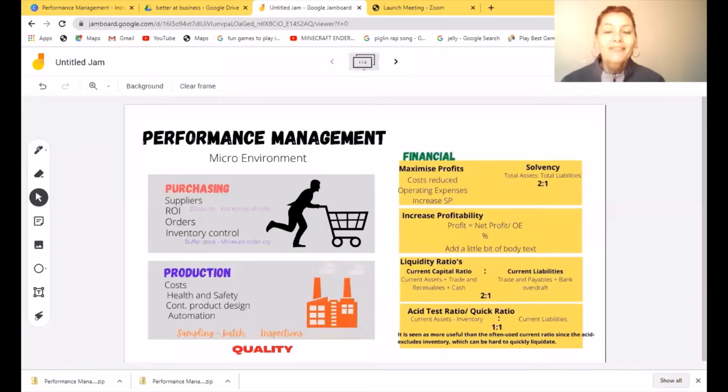Good day, Grade 12s. I have a request with regards to performance management. So let's get into the performance management for Grade 12 Business Studies IEB.